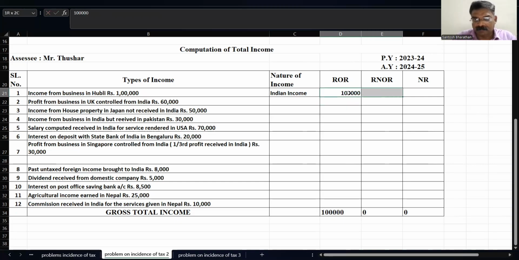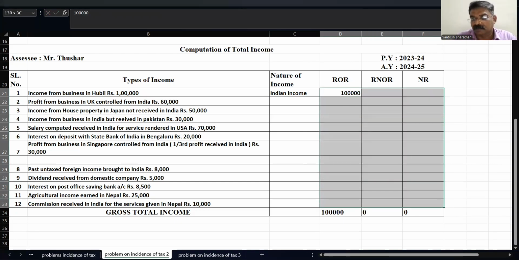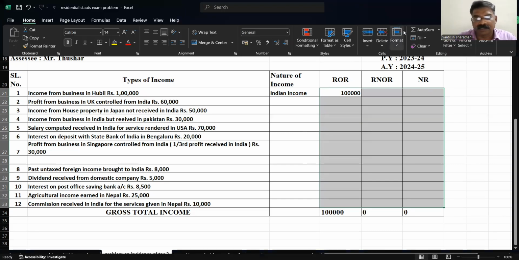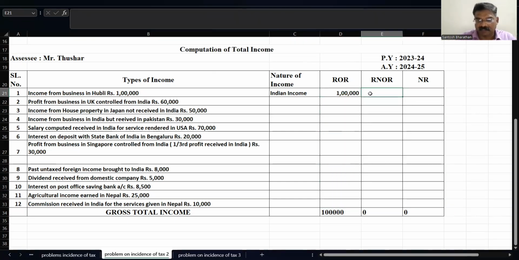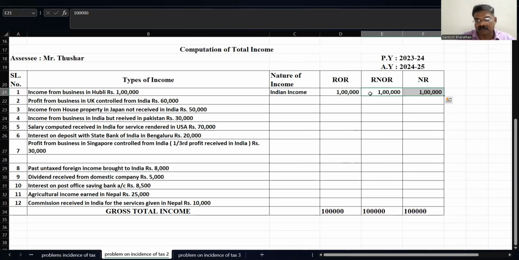First I'll just put a comma so that it will be more clear. I'll just go here, comma, and I'll reduce it. So we have 1 lakh. Okay. Now fine, 1 lakh. So I'll copy it down. So in all the columns I'm going to show 1 lakh, 1 lakh, 1 lakh. Okay. So this we have.